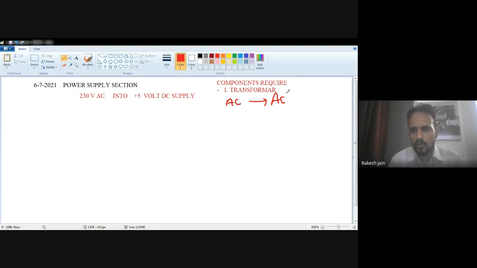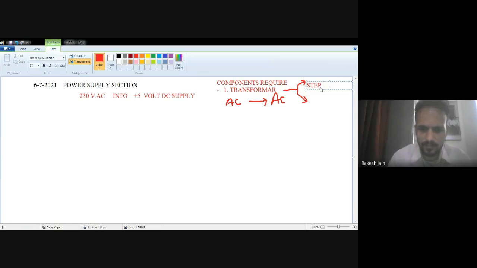So basically there are two kinds of transformer. One is step up and the second one is step down.